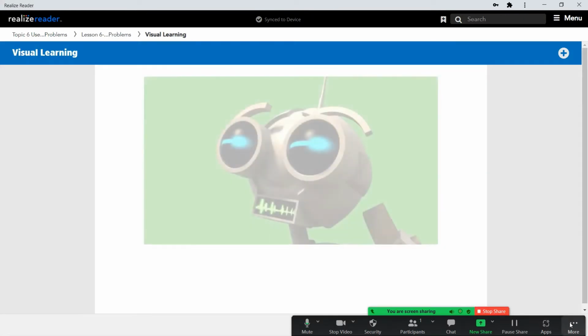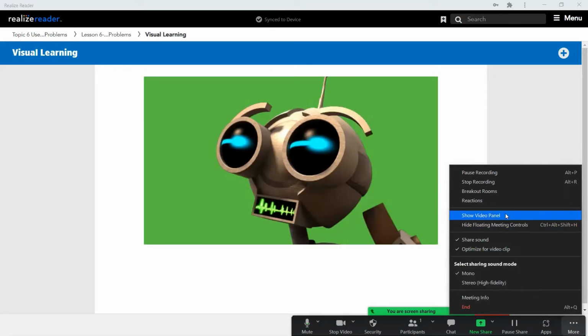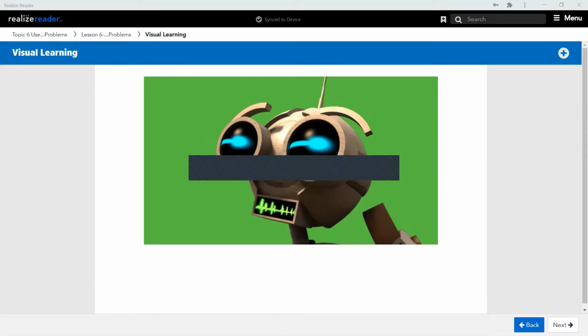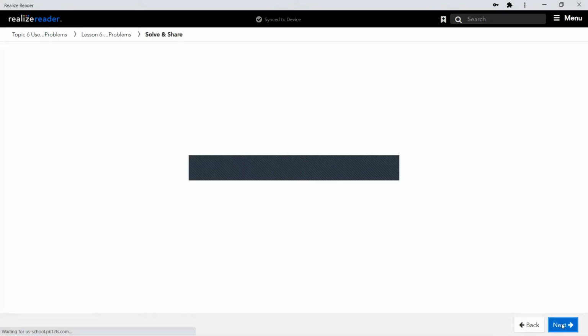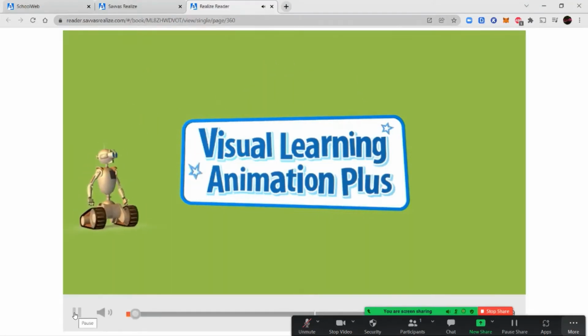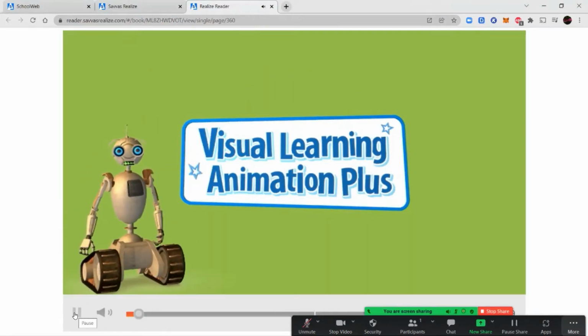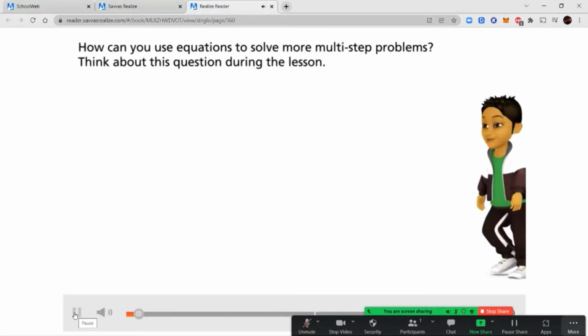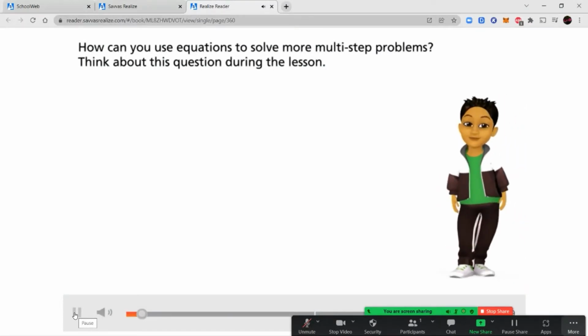And then we are going to jump into our guided practice and our notes for this lesson. How can you use equations to solve more multi-step problems? Think about this question during the lesson.